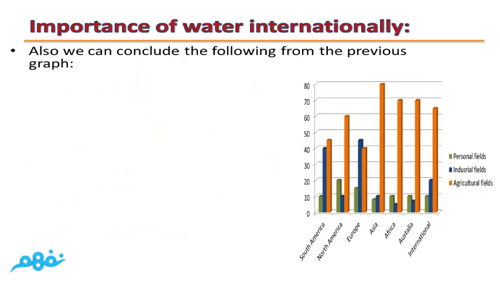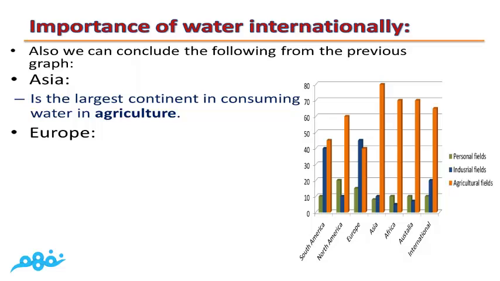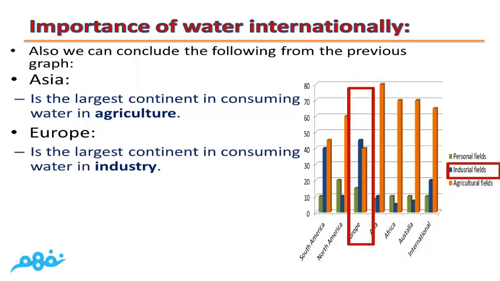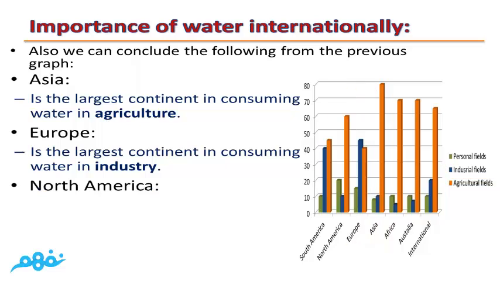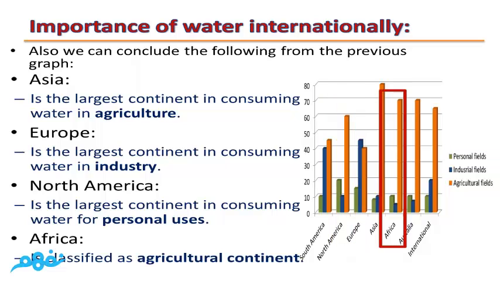Also, we can conclude the following from the previous graph. Asia is the largest continent in consuming water in agriculture. Europe is the largest continent in consuming water in industry. North America is the largest continent in consuming water for personal uses. Finally, Africa is classified as an agriculture continent.